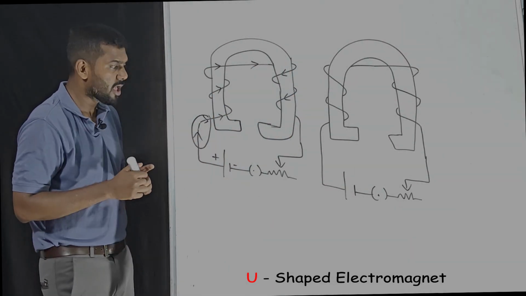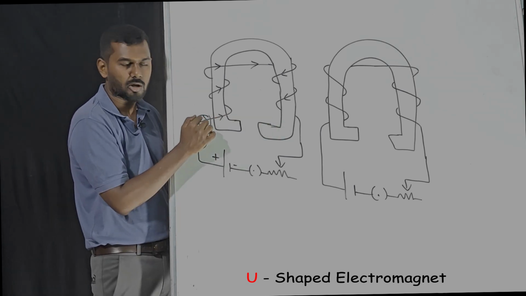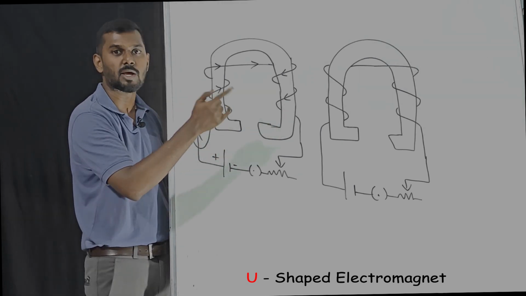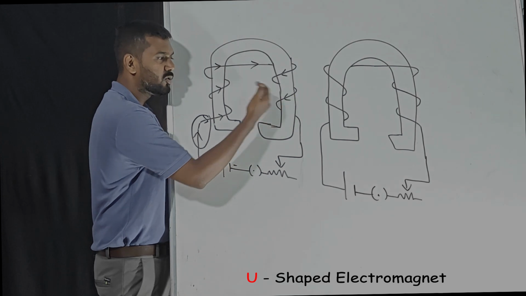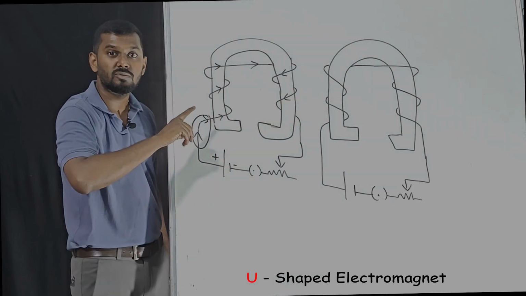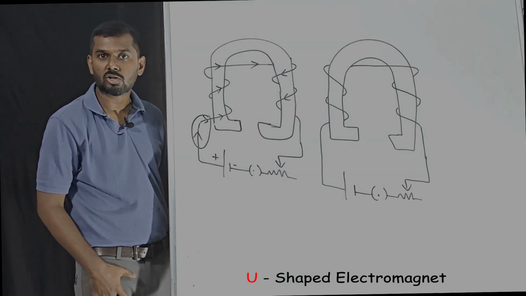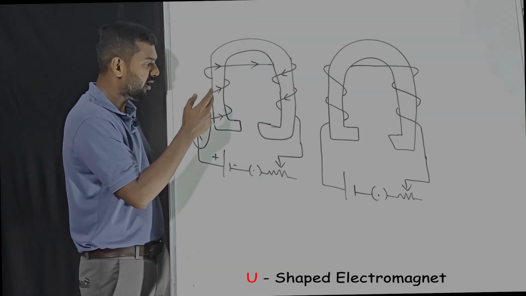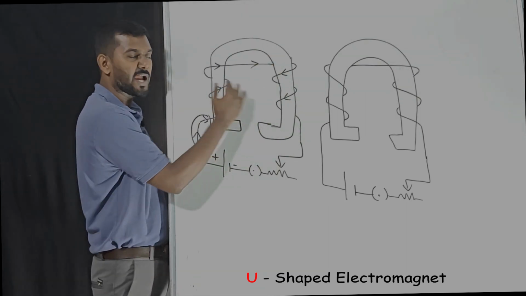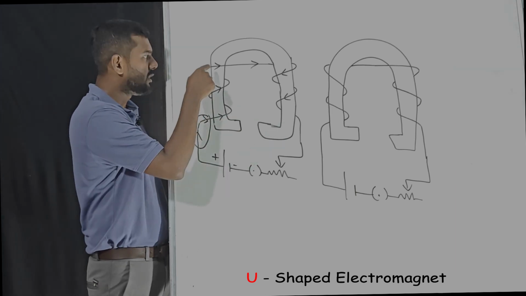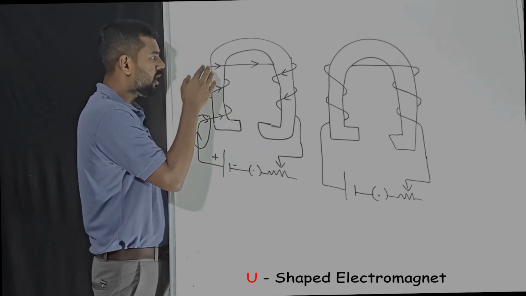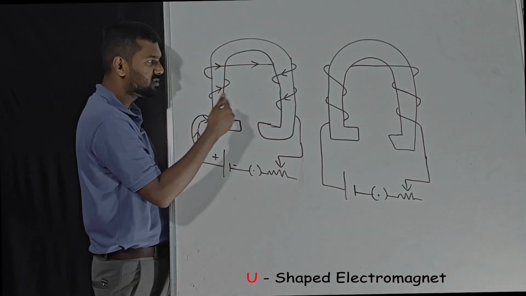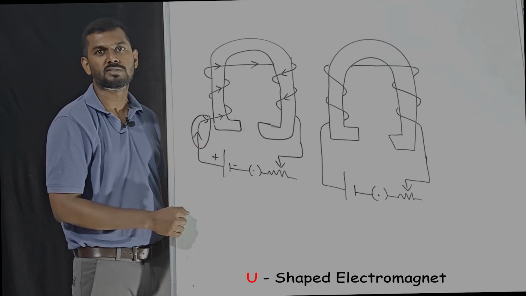The important thing is both the sides. On both the sides the direction of current is opposite. This is towards right, this is towards left. That means one will be the south pole and one will be the north pole. There is one case where on both the sides the direction of current will be towards right, or on both the sides it will be towards left.